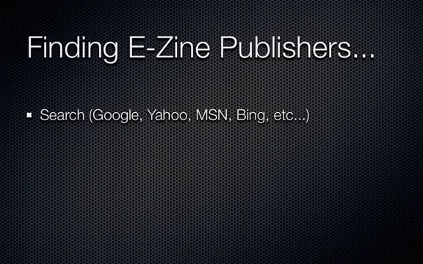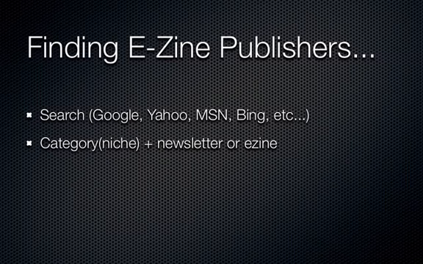Just go to a search engine, and you're gonna search for an e-zine publisher. And how we're gonna do this is, remember that I showed you those categories in ClickBank in the previous video. What we're gonna do is take that category, that niche. Remember, we're gonna pick a niche where people buy stuff, right? So we're gonna take that category, and then we're simply gonna put that category's name, or whatever that niche is, in Google search, and we're simply gonna add the word newsletter or e-zine.